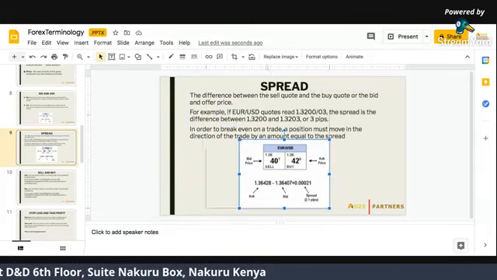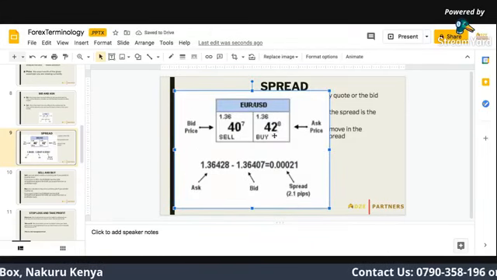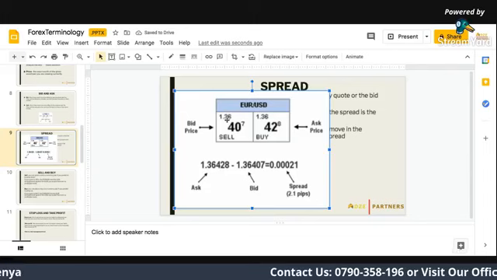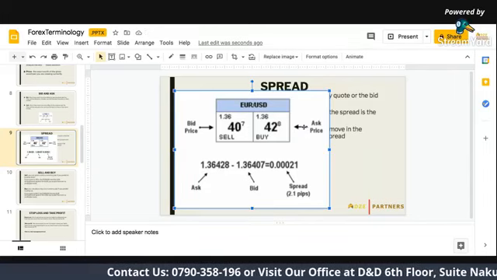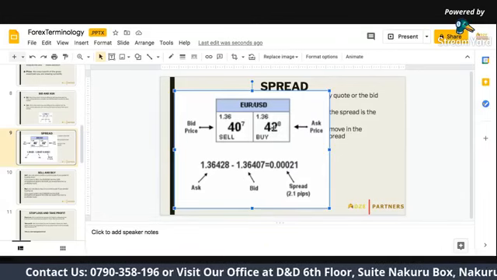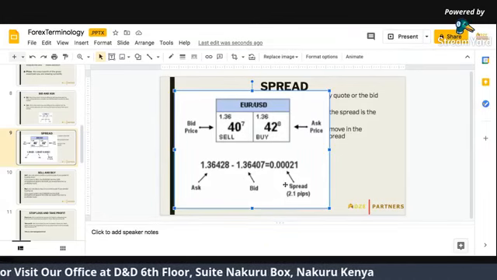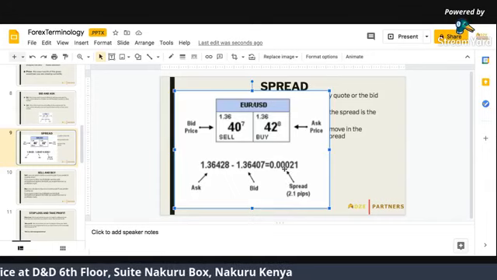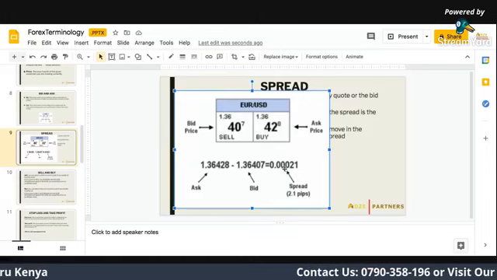Let's do something graphical. So this is the bid price, this is the ask price. The bid price is 1.36407. This is the bid. The ask price is 1.36428. This is the ask price. Now this is the difference. We're talking about the spread. This is the difference that is making the spread.